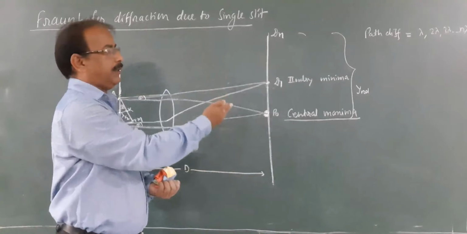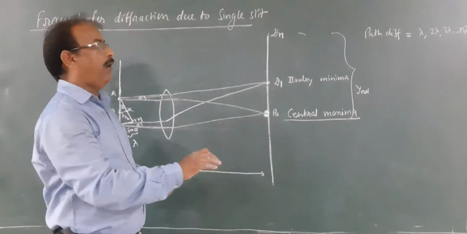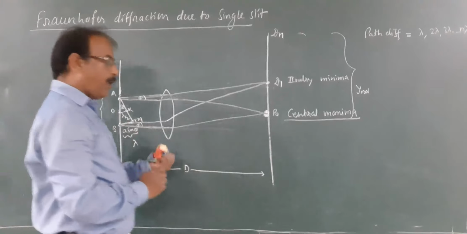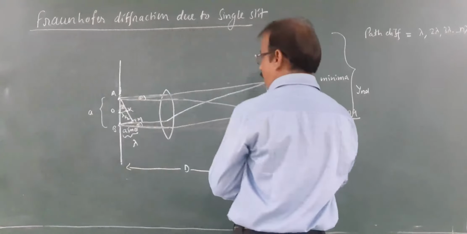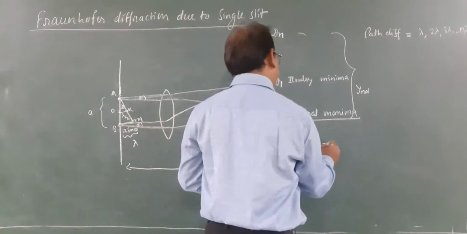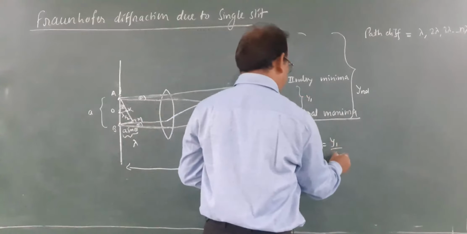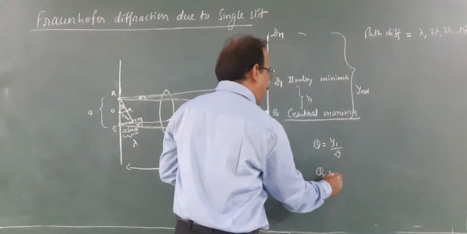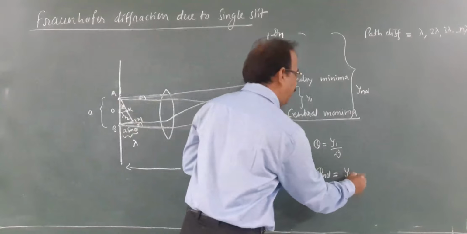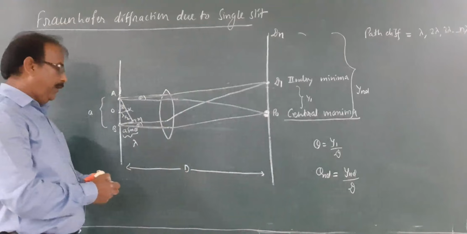Distance of nth secondary minima, D for darkness, for minima. Here, from this figure, for first minima we write theta, so this is y1 upon capital D. For nth dark band, for nth secondary minima, we should write y n upon D.